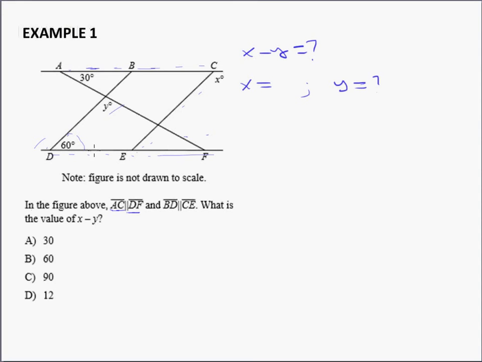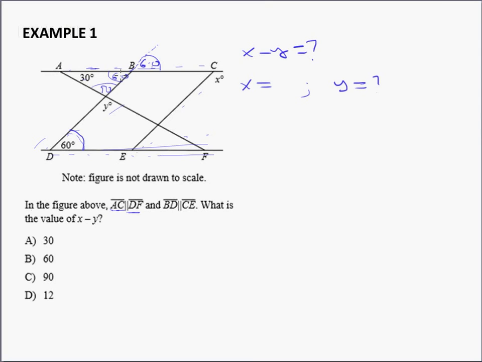Now, if DF is parallel to AC and then BD is parallel to CD, then actually if I prolong this line here, that means this angle here is corresponding to this angle, right? So this angle here will be 60 degrees. If this angle is 60 degrees, this is opposite to that angle, and therefore this one will be 60 degrees. All right, so if this is 60, this is 30, then this angle here obviously will be equal to 90 degrees.